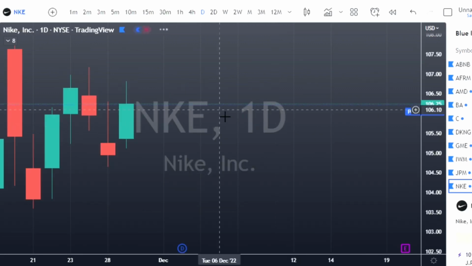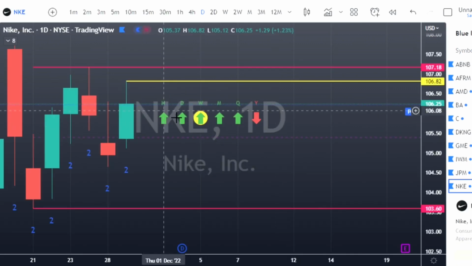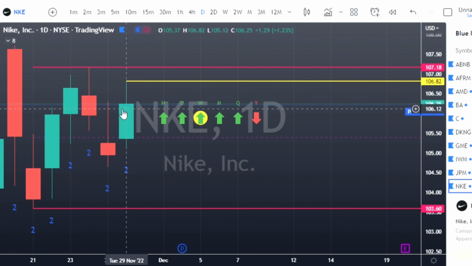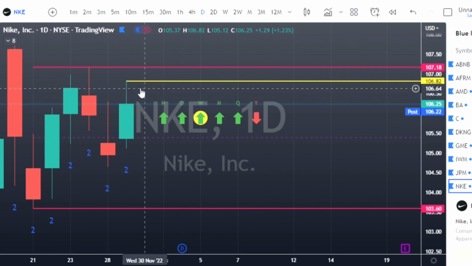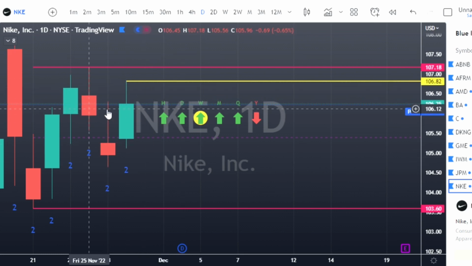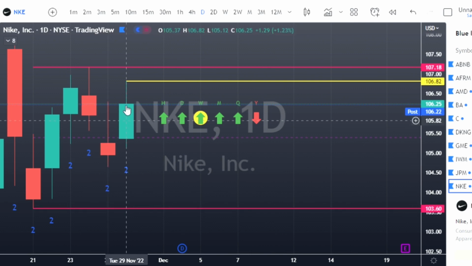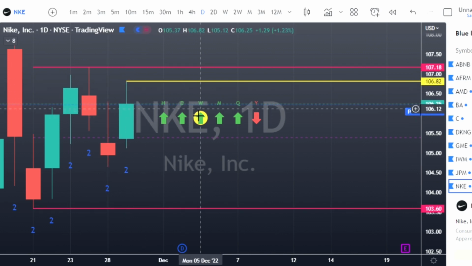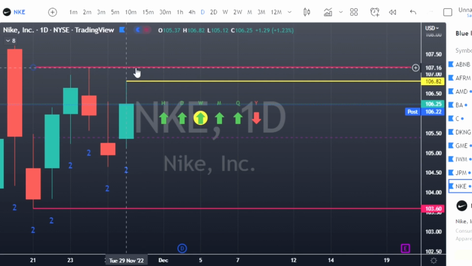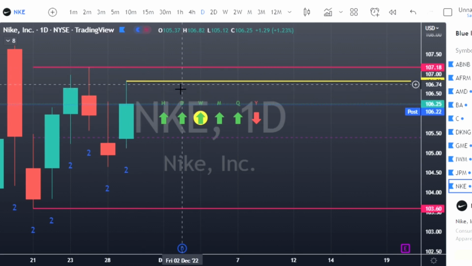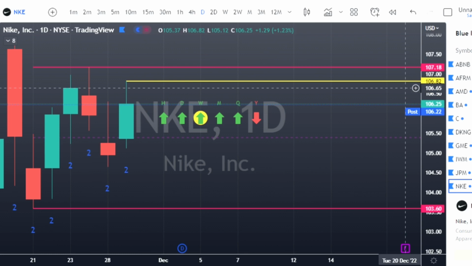Hey, Nike. So Nike, here's a little bit of a different one. So we had a 2-up, finish green. I'm going to look for a continuation here on Nike. So we're going to look for a break of 106.82 at that trigger point, and we're stuck inside week. So we haven't broken either side of that inside bar. We're showing inside week currently. So I'm going to look for this to trigger to the upside, and our first target is 107.18. That would also be the trigger for the weekly on Nike.